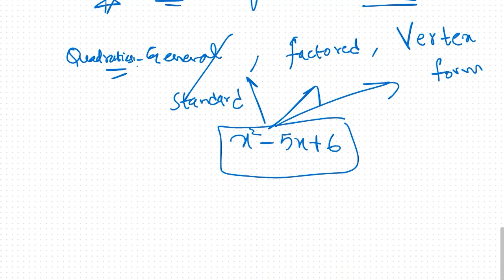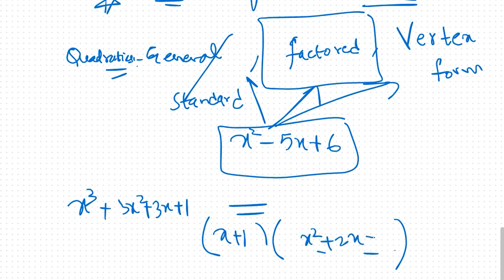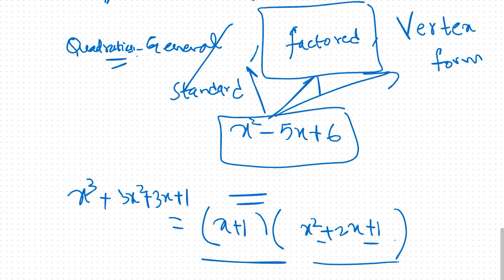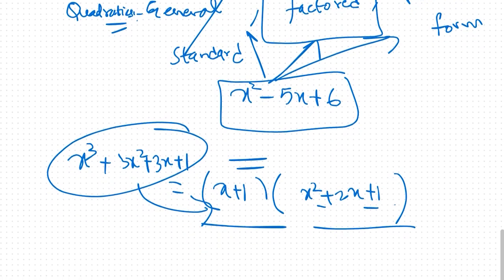And what's useful is factored form. Factored form is when you use long division or synthetic division to find linear factors, and then for higher order expressions like this, you write x plus 1 into x squared plus 2x plus 1, right? So this is factored form, equivalent expression of cubic. So that is the idea.